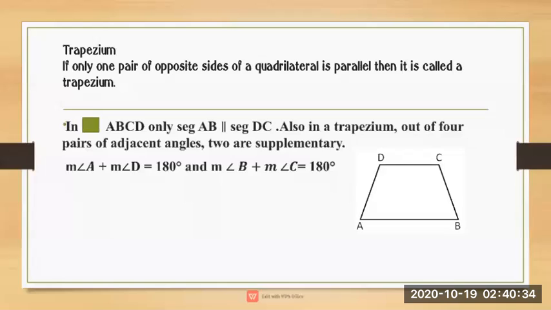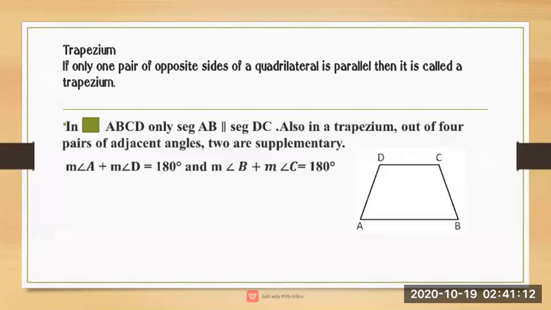Now our next is trapezium. What is a trapezium? Just listen properly. If only one pair of opposite sides of a quadrilateral is parallel, then it is called a trapezium. Now what is a trapezium? If only one pair of opposite sides of a quadrilateral is parallel, then it is called a trapezium.